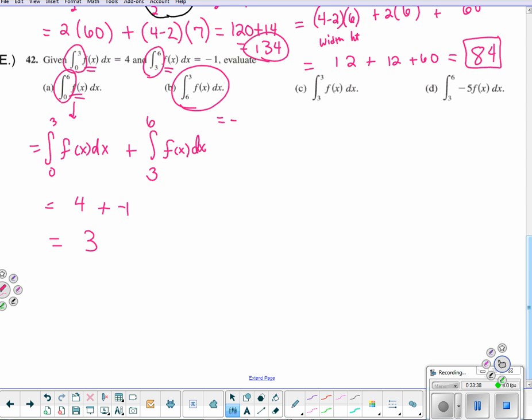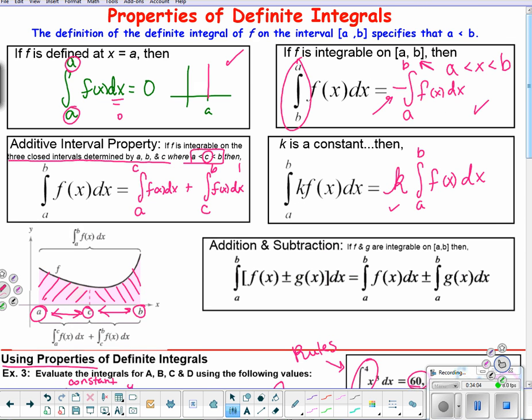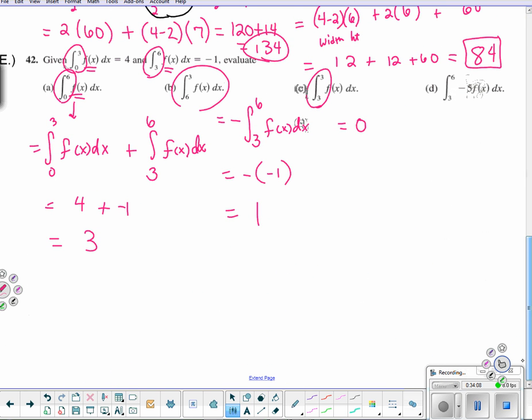For 3 to 6, well, we want to use the opposite function, because 6 was on the bottom and it was the larger value, so we've got to flip it over. Negative of negative 1 gives me 1. Ooh, easiest one ever. If I have no width from 3 to 3, I have no area. It is that very first one that we just did on the properties. So that C was 0. Negative 5 pulled out front, 3 to 6 of f of x dx gives us, looking over here, a negative 1, right? So negative 5 times a negative 1 is positive 5.